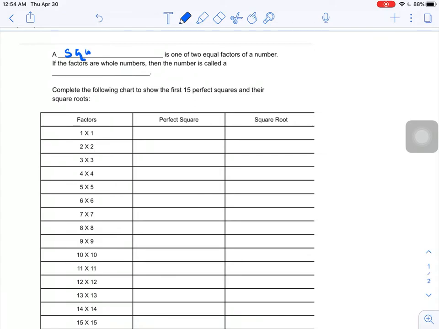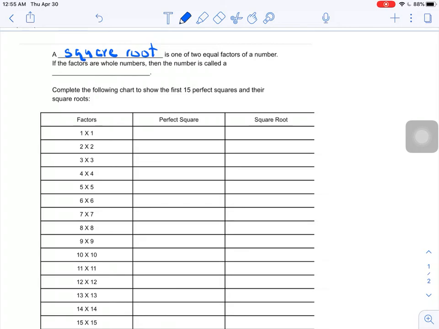So a square root, this is the official definition, and then we have a whole bunch of examples we're going to do in just a minute. A square root is one of two equal factors of a number. Remember, factors are the numbers that you can divide a number by. So the factors have to be the same. If my factors are 2 and 2, then the square root is one of those. They're both the same, so it doesn't matter which one: 2. So 3 and 3, it would be 3. 4 and 4 would be 4. So those are square roots.